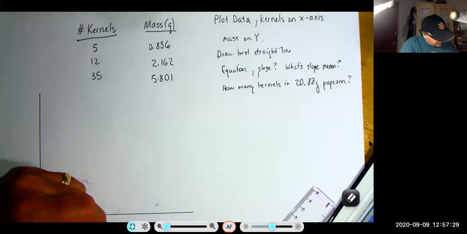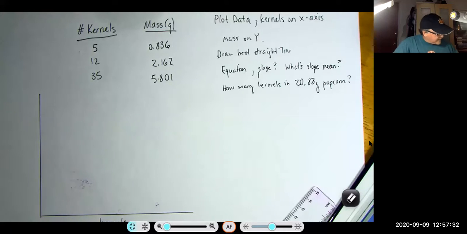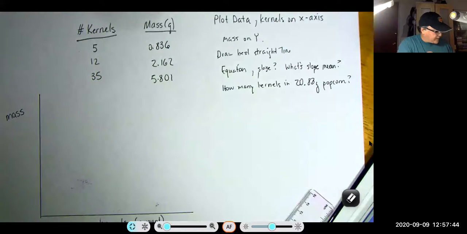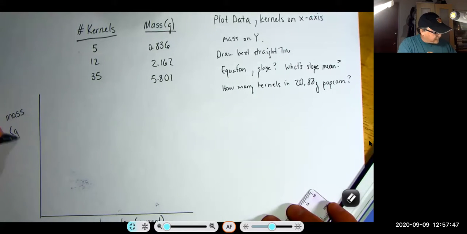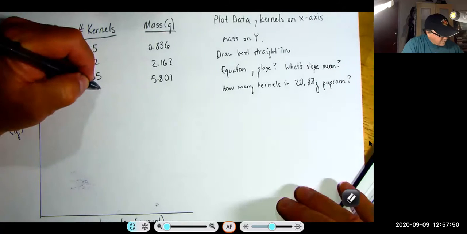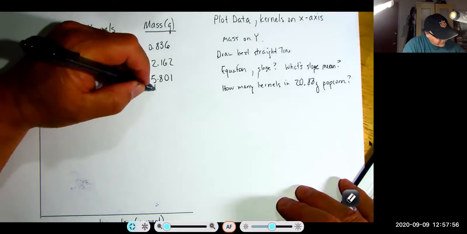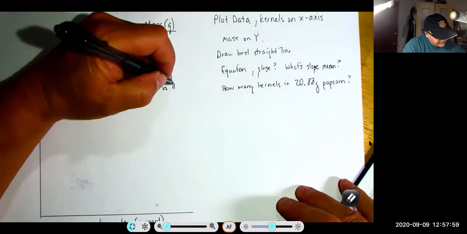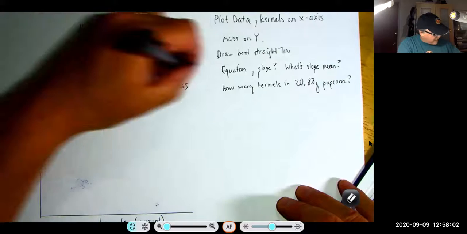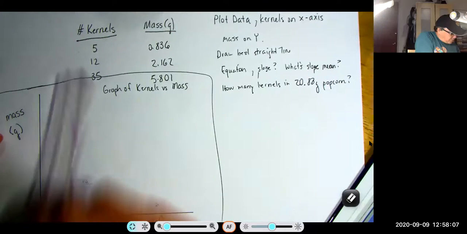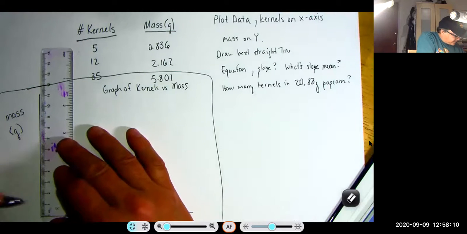So this is kernels here. And it says to put the mass on the y-axis. Now for the kernels, technically what is the unit? The unit would be amount. 1 kernel, 2 kernels, 3 kernels. The mass, the unit is grams. So this is going to be my graph of kernels versus mass. So these are all things that you want in your graph. You want the title, you want the axes, you want the axes labeled, and you want the axes with their tick marks on it. So here I'm going to put little tick marks here.